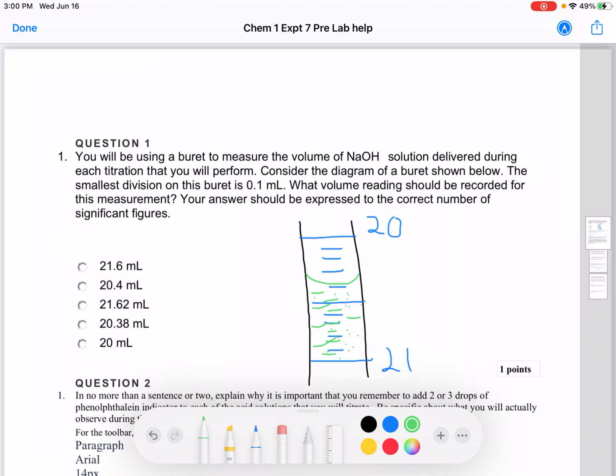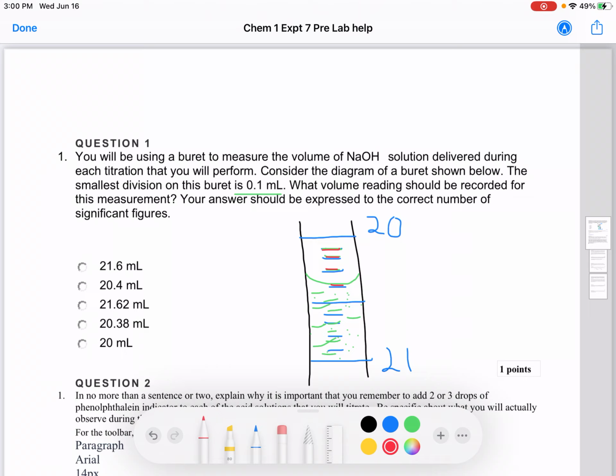It says the smallest division of the Buret is 0.1. Meaning each little mark over here is 0.1. So the green ones that I'm drawing, they are 0.1. The green color is the liquid inside the Buret. So how would you read the Buret?